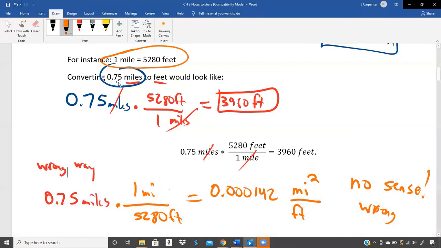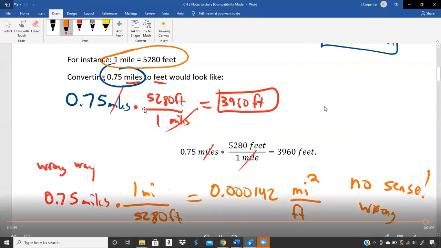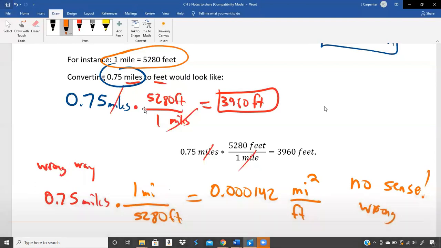But again, go ahead and practice these simple ones. Maybe try converting 2 feet to inches because 1 foot is 12 inches. You should be able to do that pretty quickly. And then maybe something like, I don't know, since you've done one like this, maybe go with 3 miles to feet. That would be a good one.